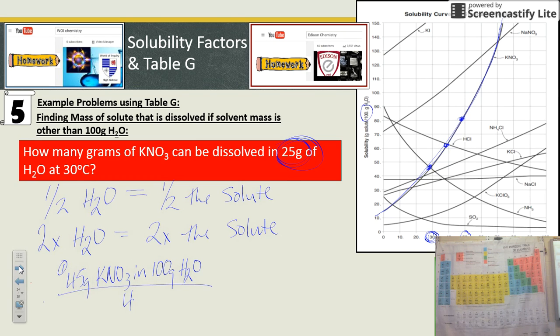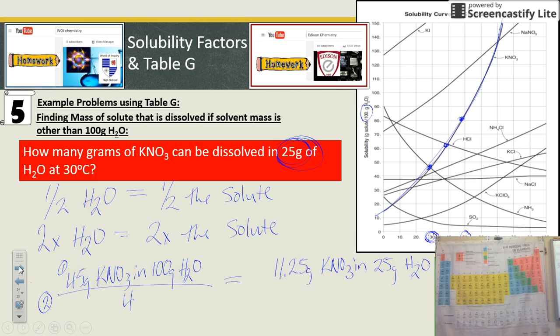First, you find your value. Second, you divide to get into the right amount of solvent. 45 over 4, oh gee, that's going to be some decimals here. I've got my calculator. I'll do it. 45 divided by 4 is 11.25. 11.25 grams KNO3 in 25 grams of H2O.